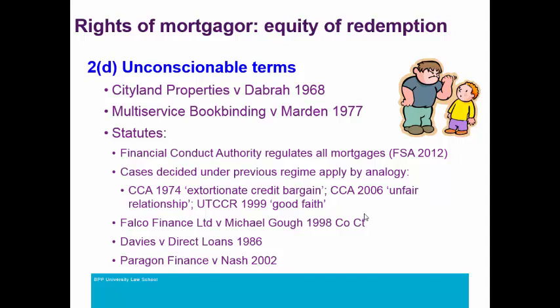And in Paragon and Nash, again, a high interest rate was justified because the lender itself was suffering financial difficulties. Lenders borrow the money that they lend on the international money markets, and Paragon Finance was having to pay more for the money that it was borrowing, and in turn, it was passing on that higher cost to its borrowers, and that was deemed to be okay.